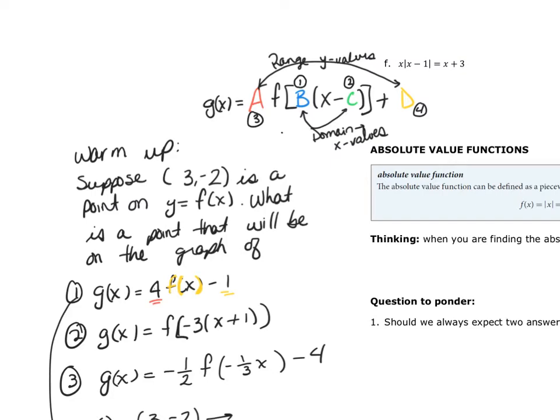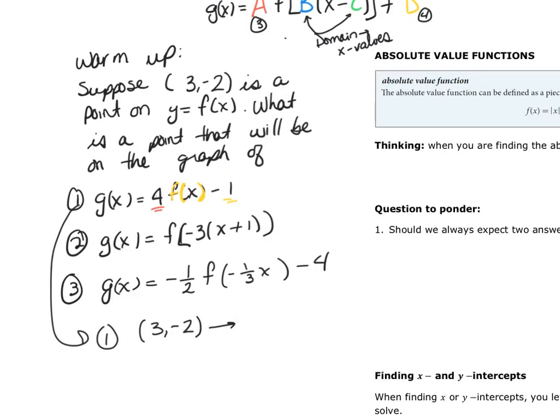So let's take a look at our example here. I have 4 and I have -1. So that 4 is A. I don't see a B and I don't see a C. So I'm going to do that 4 first. I'm going to take all my y's and multiply all my y's by 4. My 3 does not change, so I have 4 times -2, which gives me -8. Let me do that in a different color so you can see that I have done that transformation. That becomes -8.